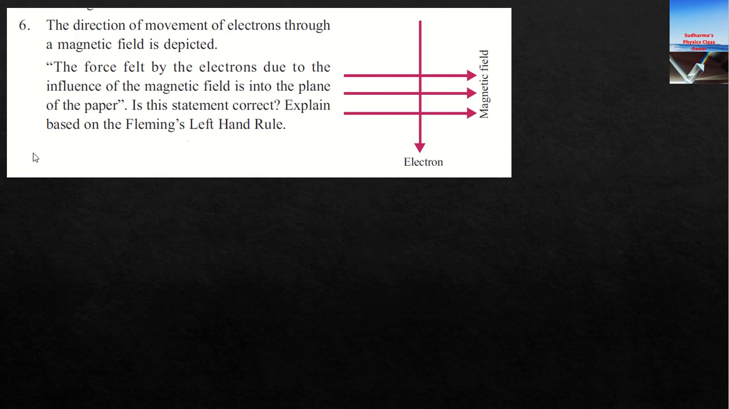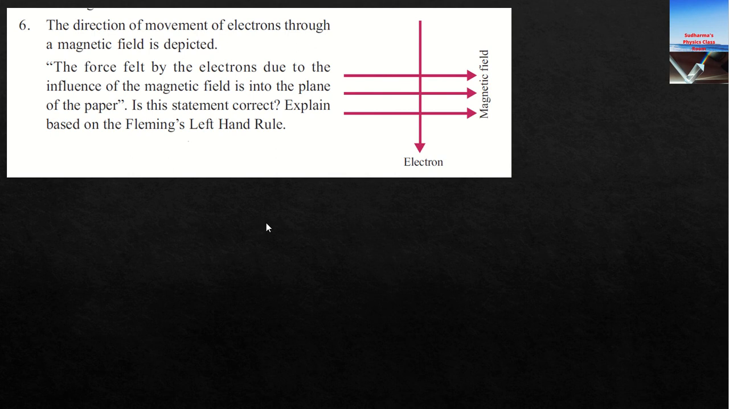If you take your left hand, thumb, forefinger and central finger mutually perpendicular to each other such that the forefinger indicates the direction of magnetic field, the central finger indicates the direction of current, and the thumb indicates the direction of motion of the conductor. So here the direction of motion we have to find out, right? The force felt by the electrons due to the influence of the magnetic field.